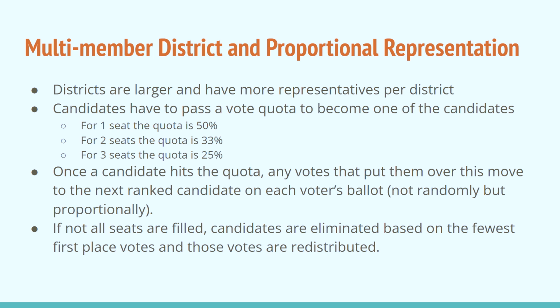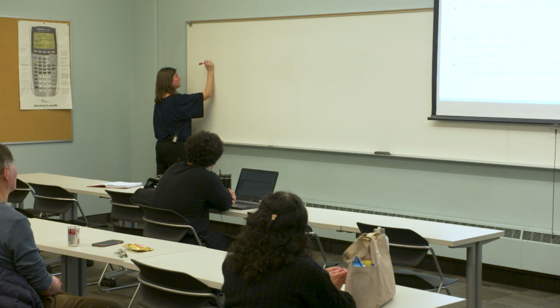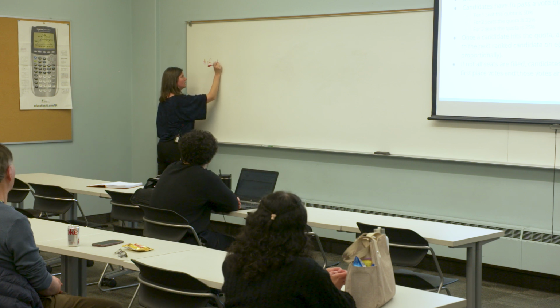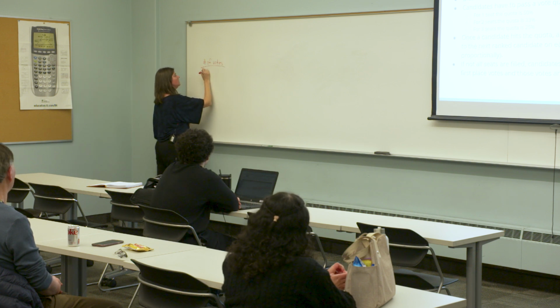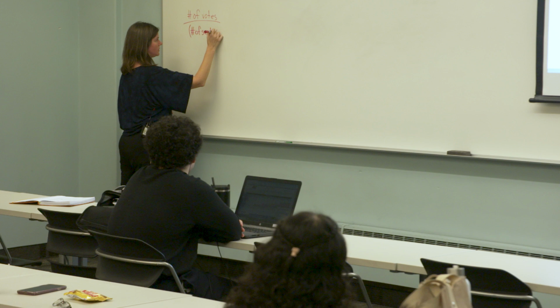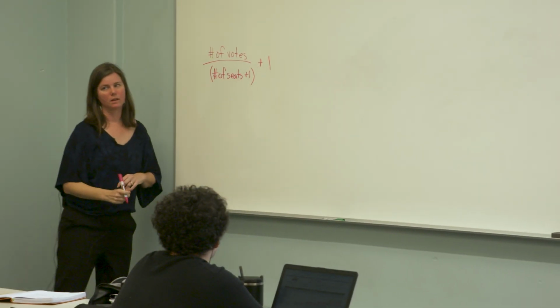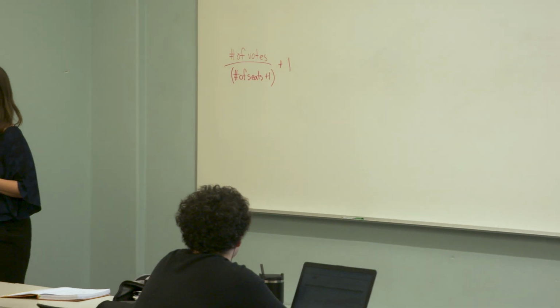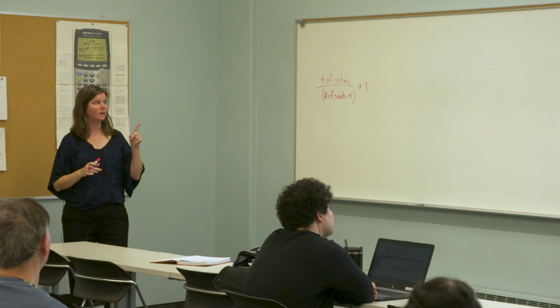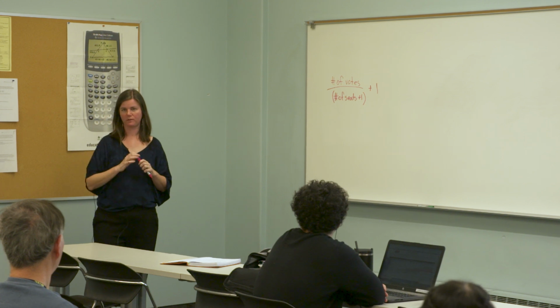If you want to know the formula, it's the number of votes. This is for the number of votes, not the percentage, over number of seats plus 1. That's your threshold that you have to hit. So if you have 1 seat, you have to have just over 50% of the votes.